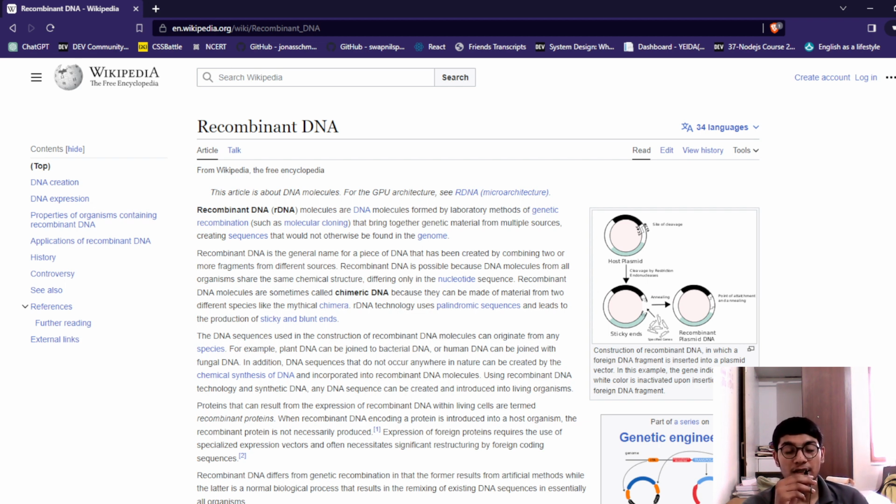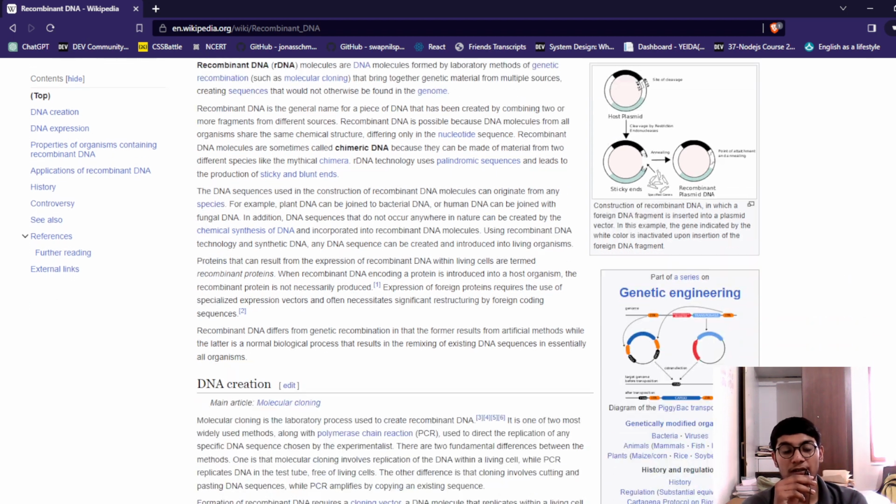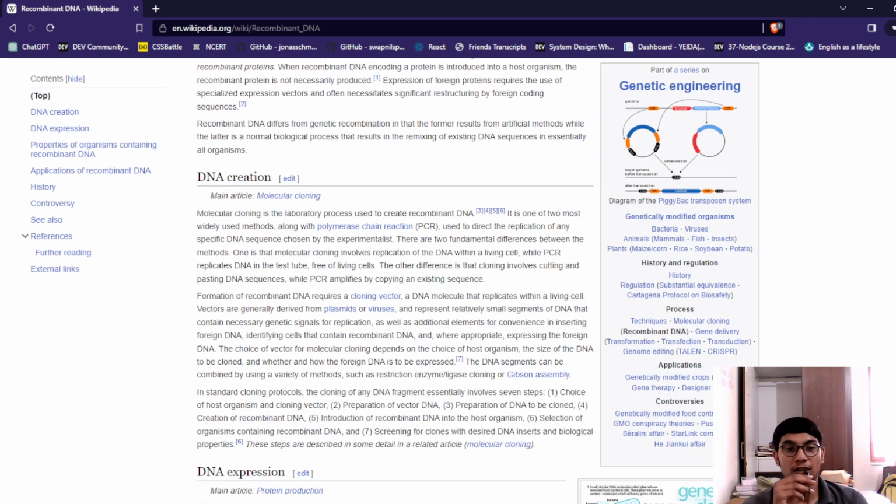the recombinant protein is produced. Expression of a foreign protein requires the use of a specialized expression vector and often requires significant restructuring of the foreign coding sequence. Recombinant DNA differs from genetic recombination in that the former results from an artificial method, while the latter is the normal biological process that results in a remixing of existing DNA sequences in essentially all organisms.